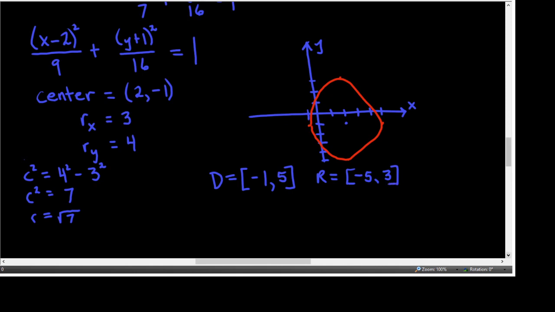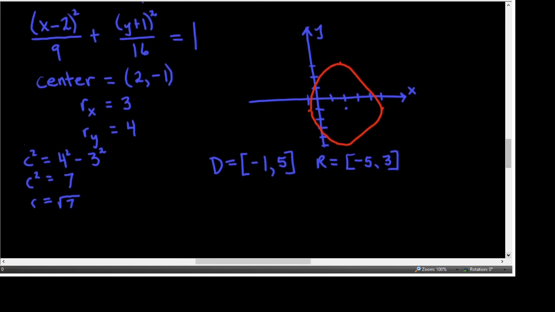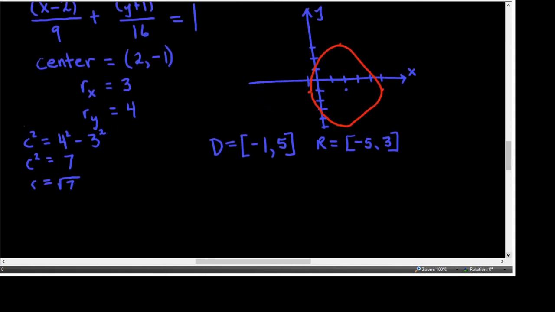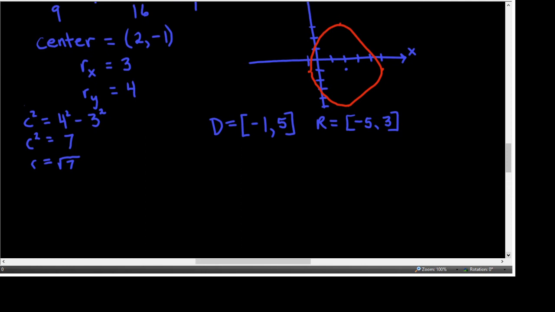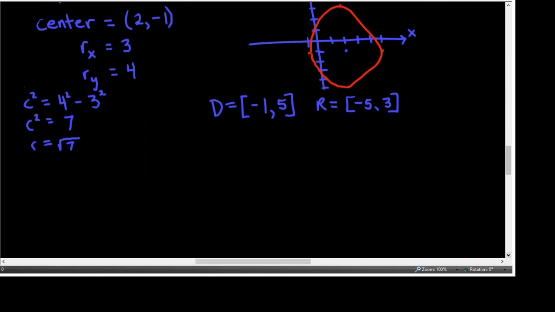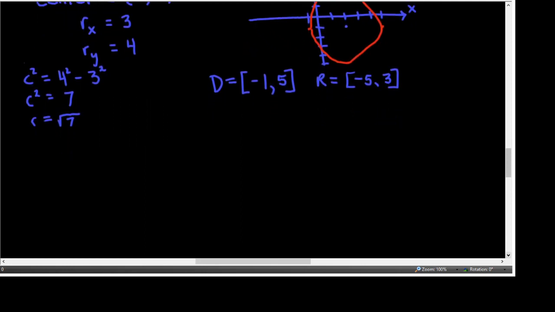Okay. Now, the next problem is actually very much what you need to focus on learning how to do. And this is going to be like everything possible in this problem.